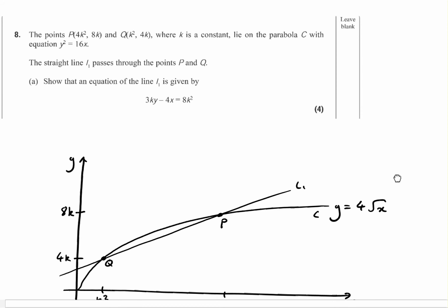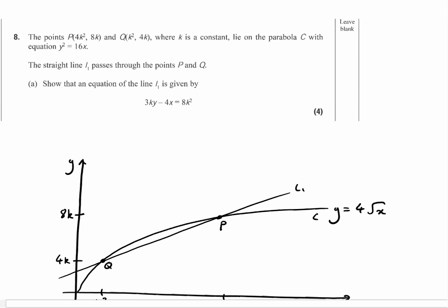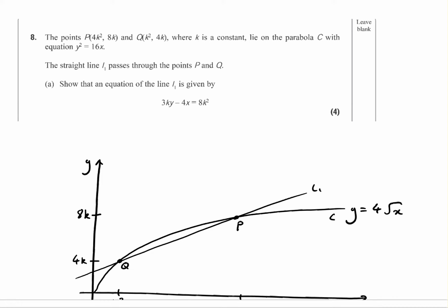Okay, in this video we are going to be looking at question 8, part A, of the June 2014 Edexcel FP1 paper. And the question says, the points P, which is given with coordinates 4k squared, 8k, that's all that notation means, P has those coordinates, and Q has coordinates k squared, 4k, where k is just some constant, don't worry about that, lie on the parabola C, which has this equation, y squared equals 16x.